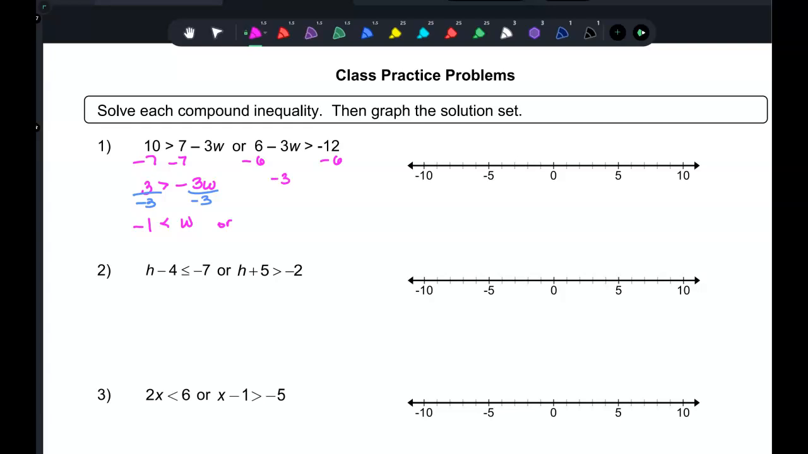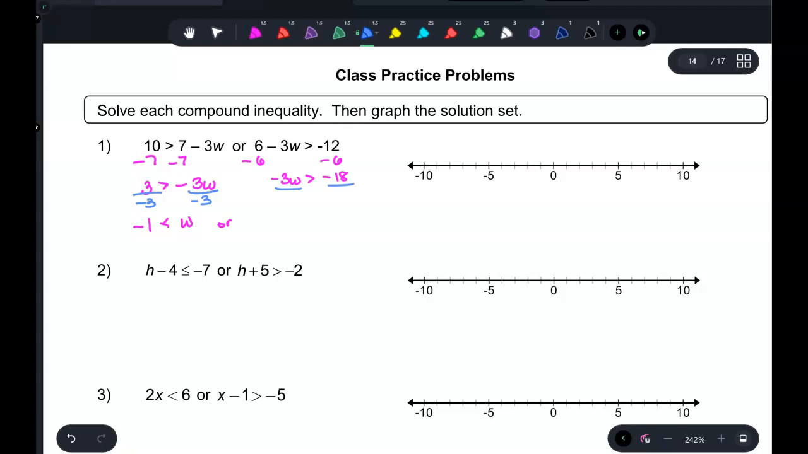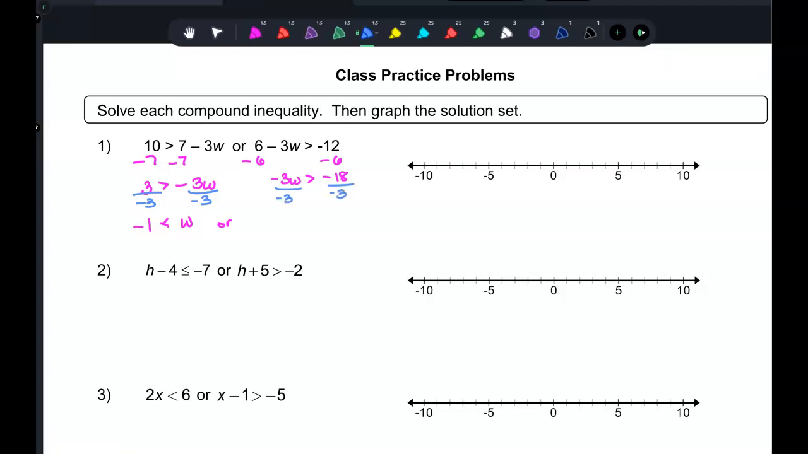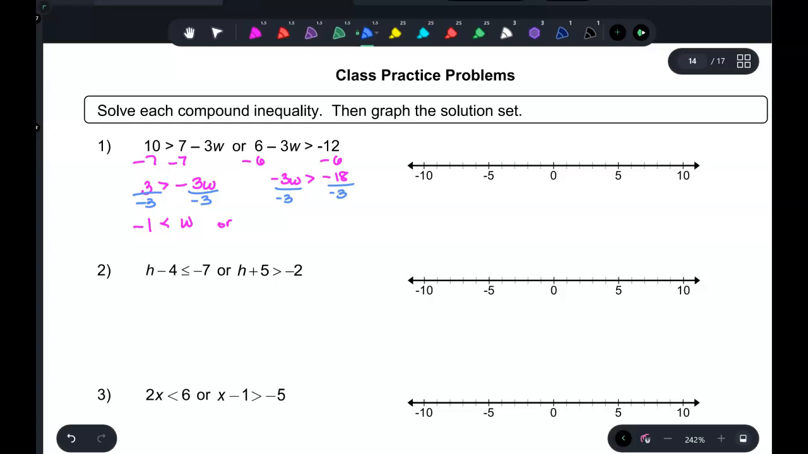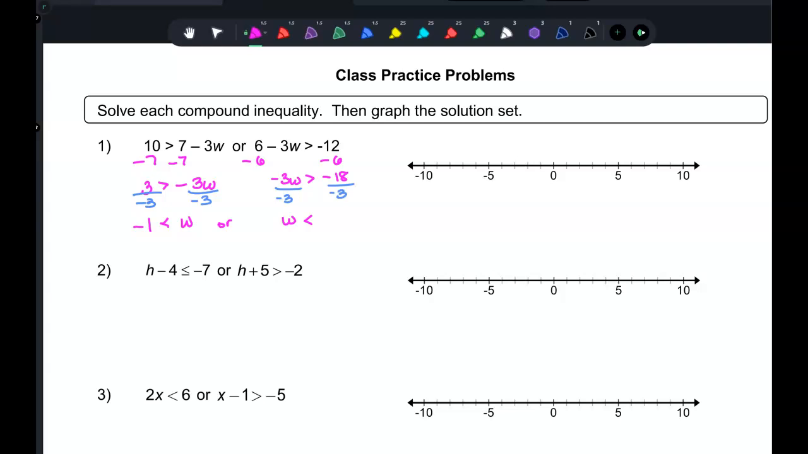Then you get -12 minus 6. So if you have two negatives, you're going to add them. -18. So now we're going to divide both sides by -3. Okay, so let me just rewrite this. This is going to be w is greater than -1 or w is less than 6.